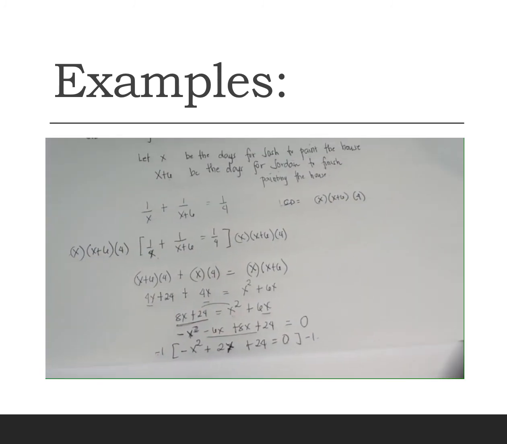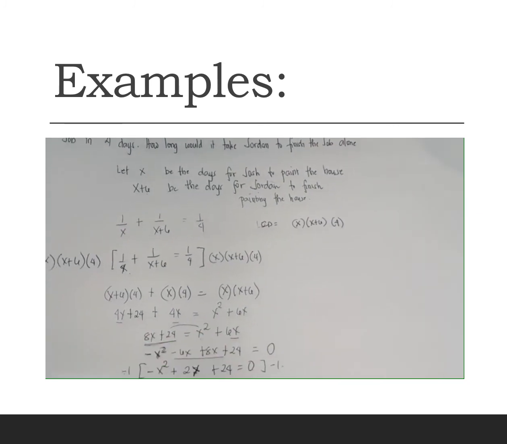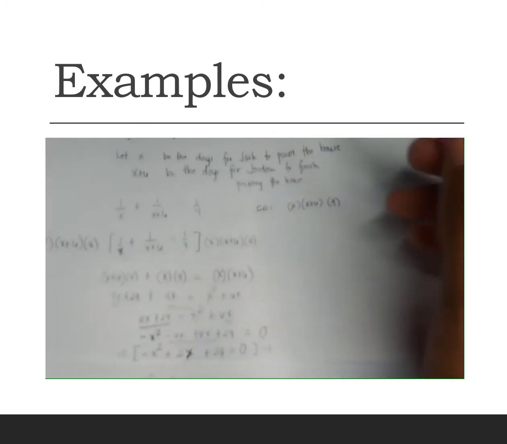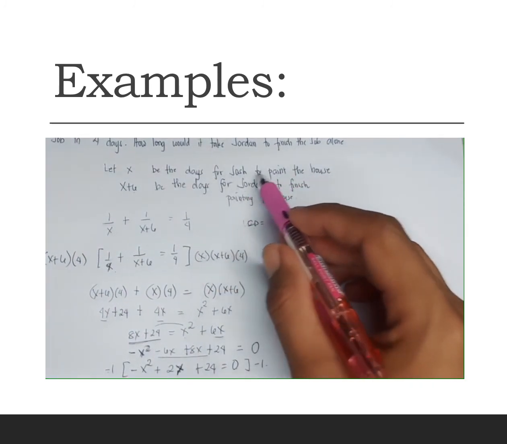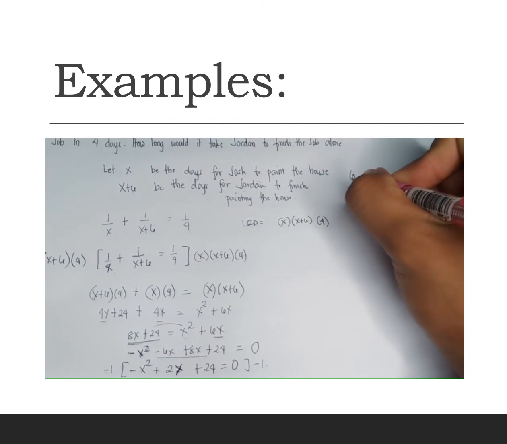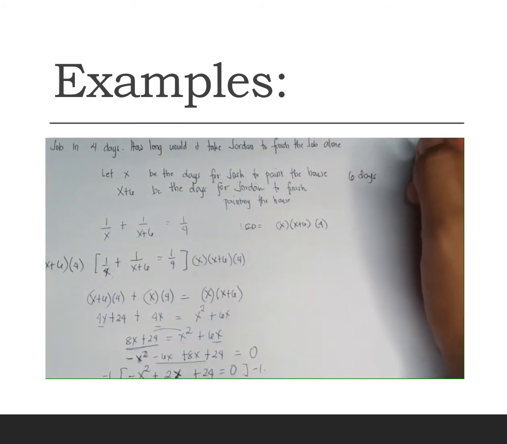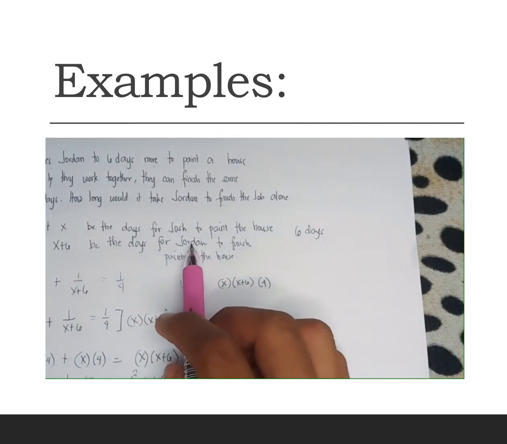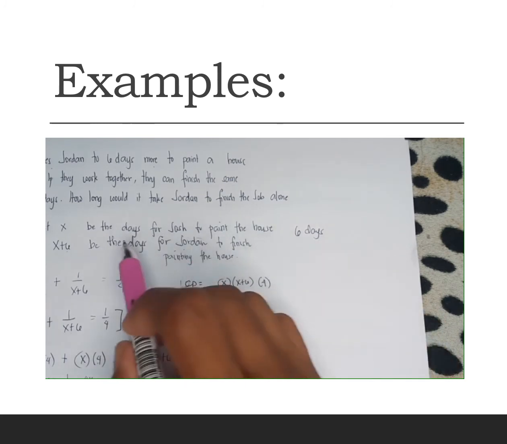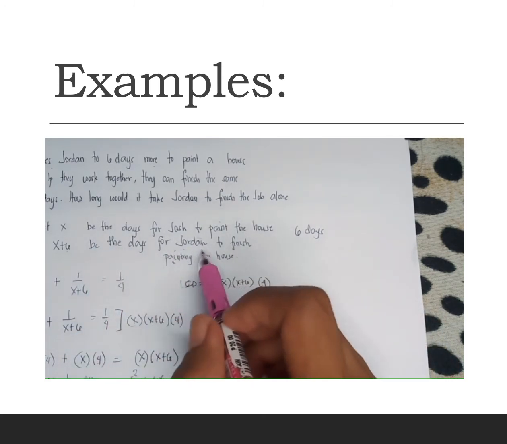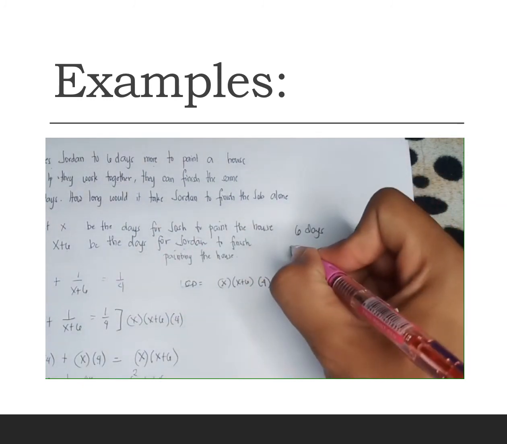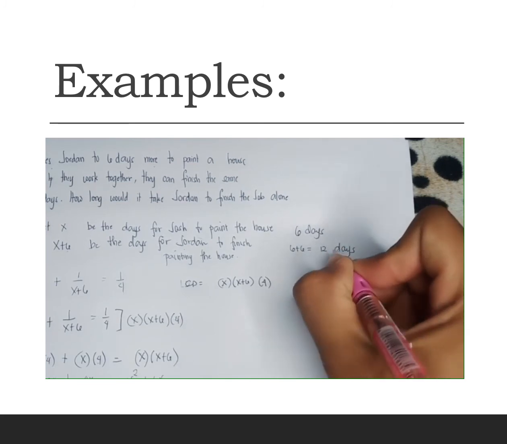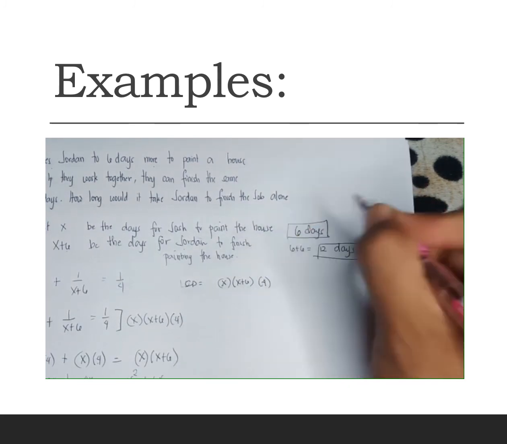So going back to our representation, if x is equal to 6, the days for Just to paint the house will be 6 days. Okay? Can you follow? So the days for Just to paint the house is 6 days, and the days for Jordan to finish painting the house would be 6 plus 6 is equal to 12 days. These are now our solution.